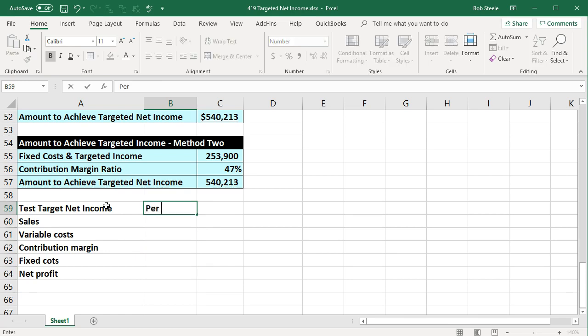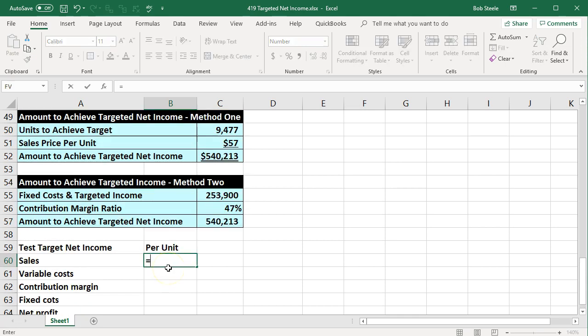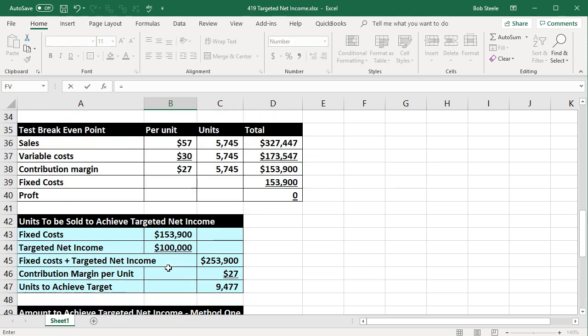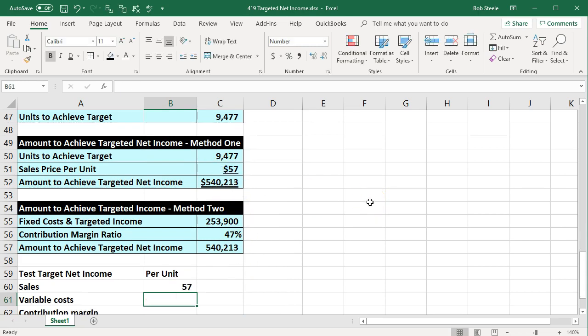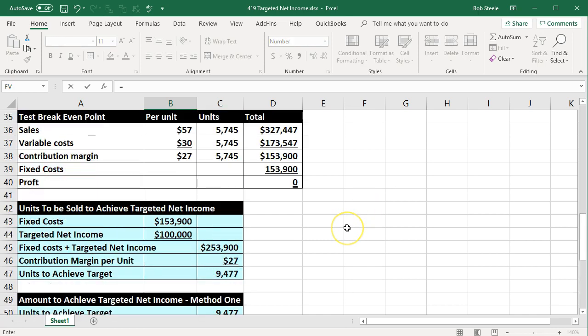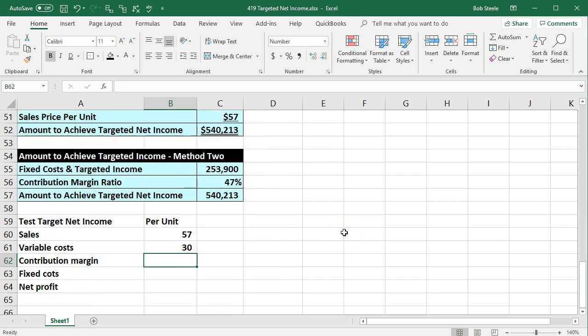We could say, okay, per unit items. And so what's the sales price per unit? That's going to be in our data up top. We also have it here. So here's the sales price per unit. Variable cost per unit, I'm going to say this equals, and we're going to go up to our variable costs. We have it here. It's going to be the similar worksheet. And then we can calculate the contribution margin per unit equals this minus this.